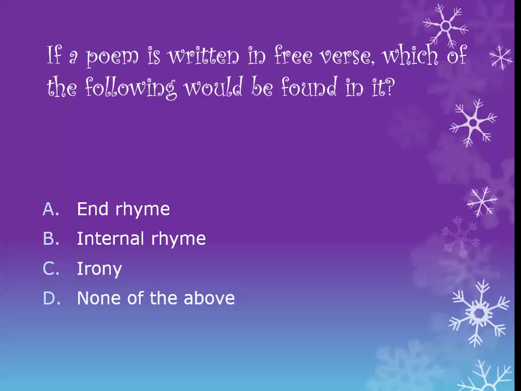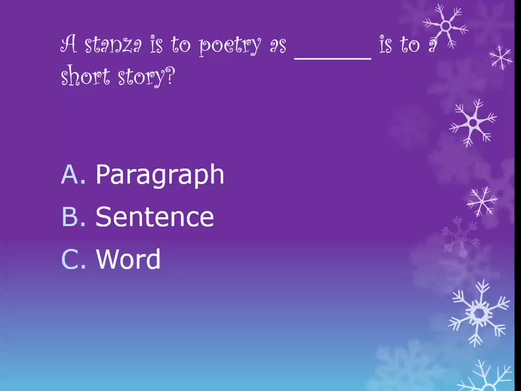If a poem is written in free verse, which of the following would be found in it? End rhyme, internal rhyme, irony, or none of the above? Well, free verse doesn't really rhyme, so you wouldn't have A or B. And C, irony could be anything. So we're going to say D, none of the above. A stanza of poetry is to a poem as blank is to a short story. So remember, a stanza is a section of poetry. So your answer would be A, a paragraph.